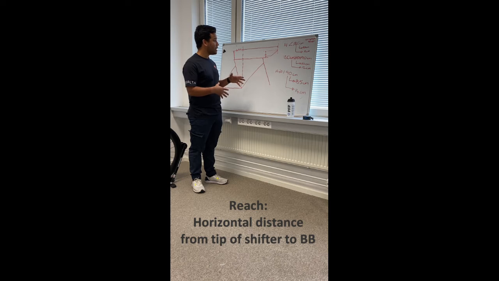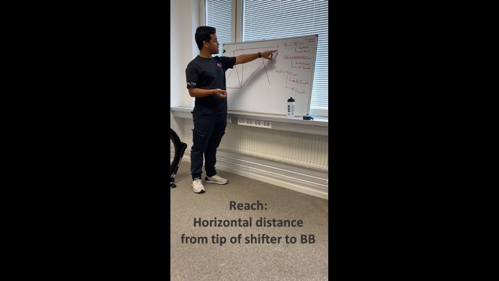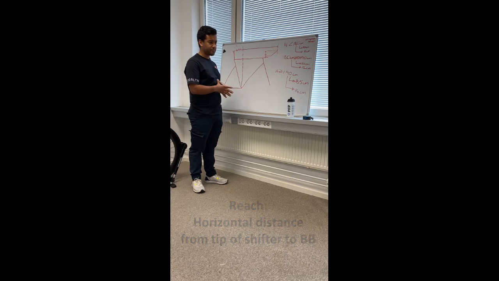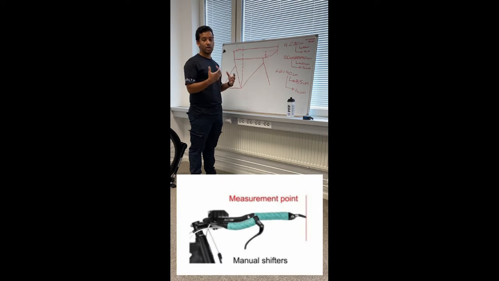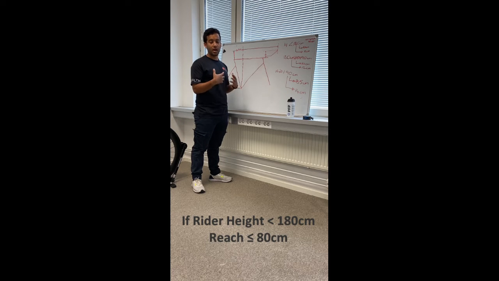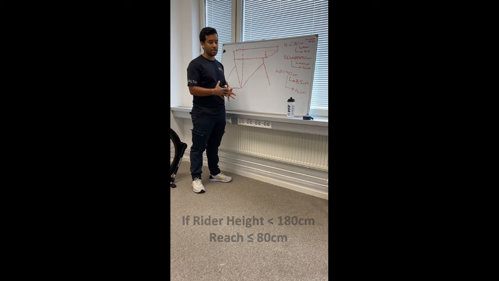The first measurement is the reach. The reach is the distance on a horizontal line from the end of your shifter to a vertical line that comes up through the bottom bracket. When measuring this, if it's a mechanical shifter, the shifter needs to be at its furthest most point. If you're less than 180 centimeters in height, you're getting a reach of 80 centimeters, meaning it can't be more than 80 centimeters, but it can be less.